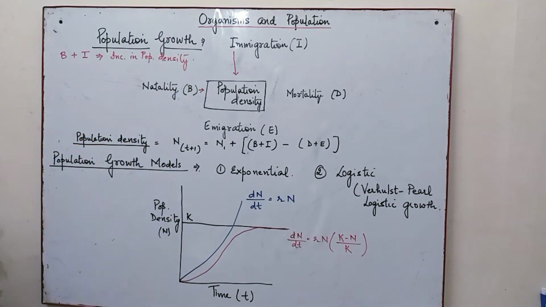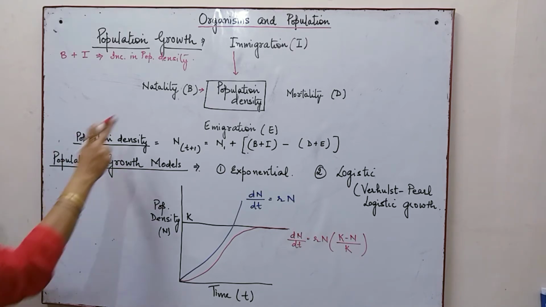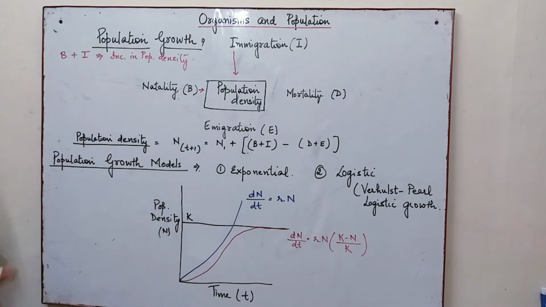When we talk of natality, it is represented as B, and it is the number of births taking place during a given period in a particular population. The word population here means we are talking of a particular species. There can be many species in a particular habitat, but we are taking one species. So natality is the number of births taking place in that given time in a population, and it adds to the population density.